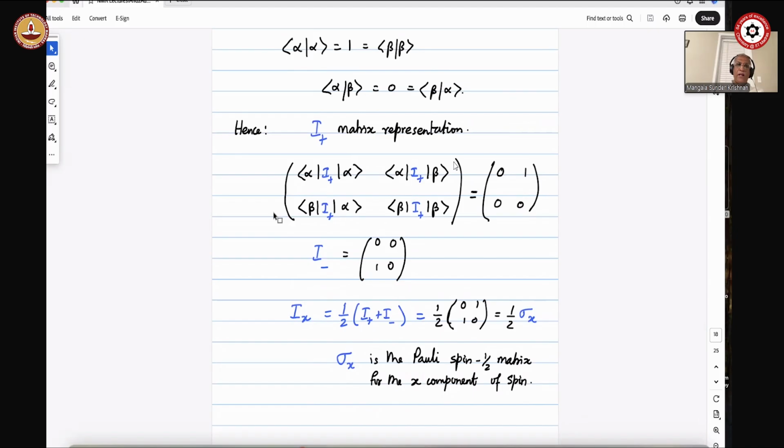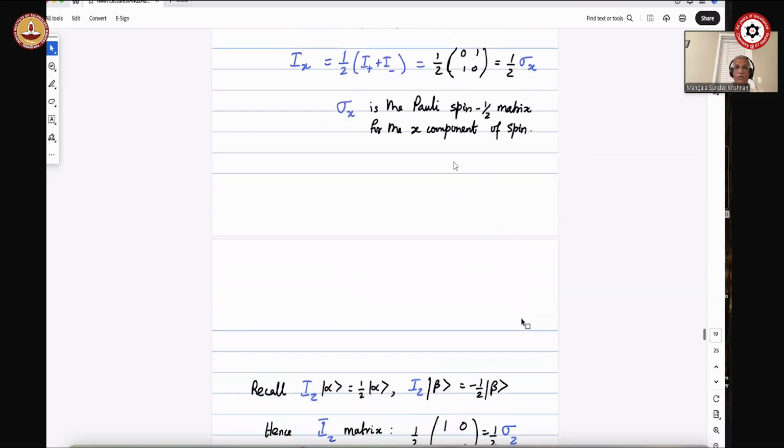So if you put alpha here and beta here, you can see that this row is all alpha on the left side. If you put alpha here and beta here, you see that it's alpha in the column on the right and beta in the column on the right. This is the matrix representation of any operator using the base states, the two basis functions. So it is alpha I plus alpha, alpha I plus beta, beta I plus alpha, beta I plus beta. This gives you this answer that Ix is 1 by 2 sigma x, which is the Pauli spin operator.